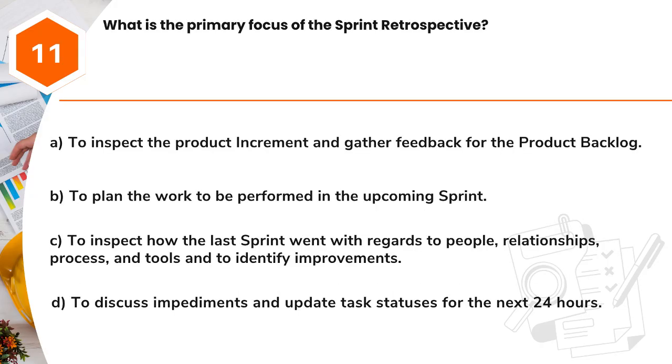Question 11. What is the primary focus of the sprint retrospective? A. To inspect the product increment and gather feedback for the product backlog. B. To plan the work to be performed in the upcoming sprint. C. To inspect how the last sprint went with regards to people, relationships, process, and tools and to identify improvements. D. To discuss impediments and update task statuses for the next 24 hours.